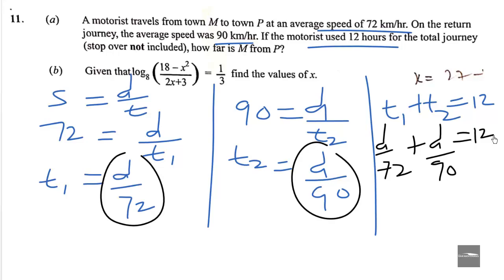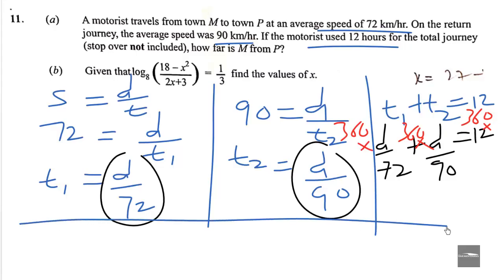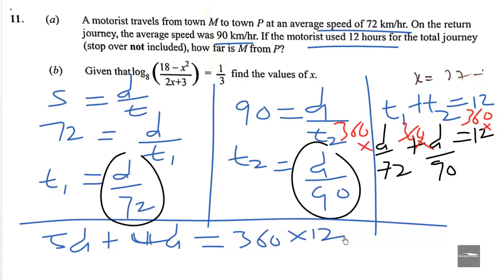So 72 going into 360 5 times, so times 360 times 360 times 360. We multiply through by 360. So 72 going into 360 5 times, so we'll get 5d, then plus 4d, and that will be equal to 360 times 12. So we have 9d is equal to 360 times 12.